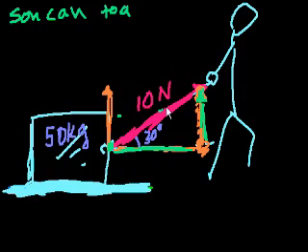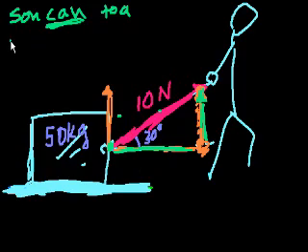We know this is 10 newtons. The length of this vector is 10 newtons, or the magnitude. And that's the hypotenuse of this triangle. What we want to figure out is the adjacent side, because we have this angle. So we know the hypotenuse, and we want to figure out the adjacent. What do we use? We use cosine. Cosine is adjacent over hypotenuse.